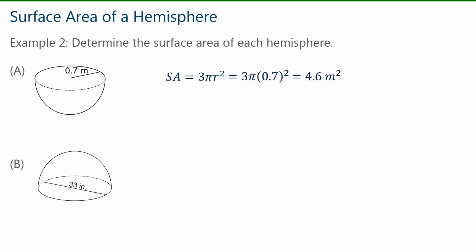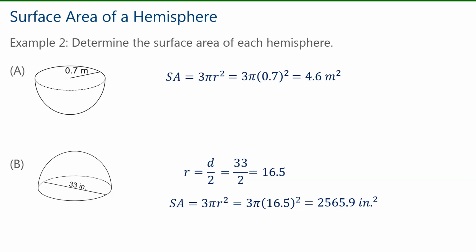Now in B, once again, we've got to find the radius. So let's go ahead and divide our diameter by 2. 33 divided by 2 is 16.5. So now we're able to plug that into our formula. 3 times pi times 16.5 squared gives you 2,565.9 inches squared.